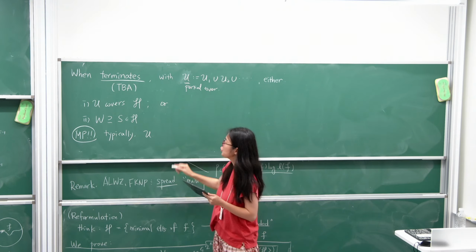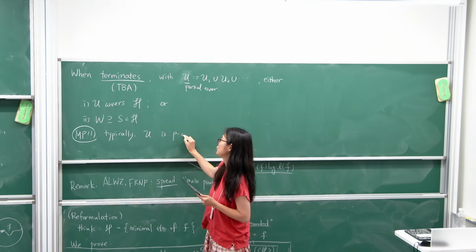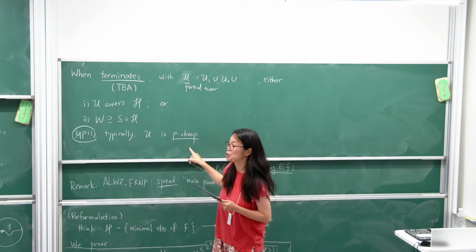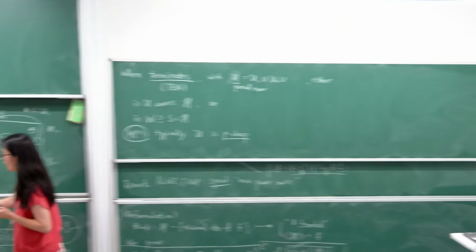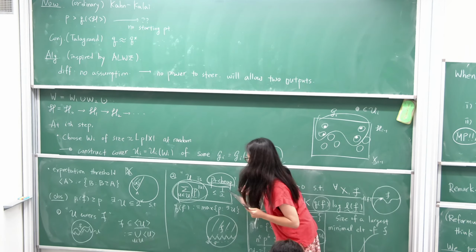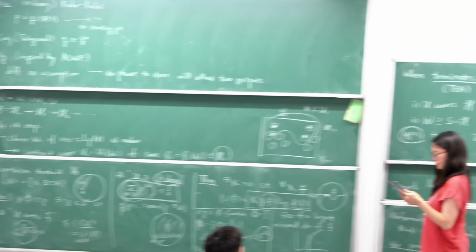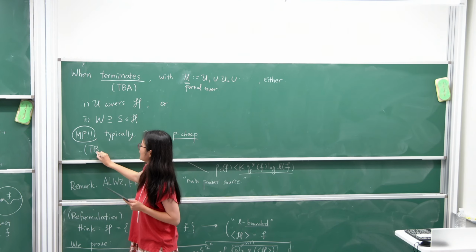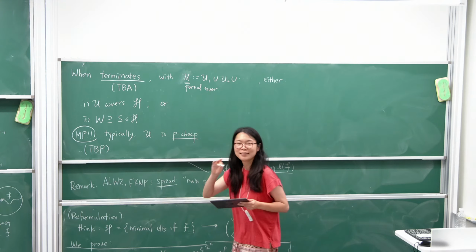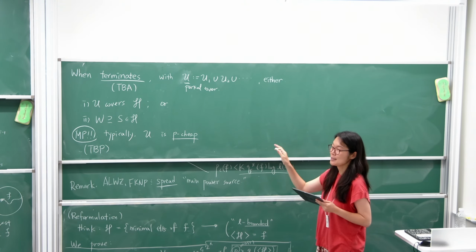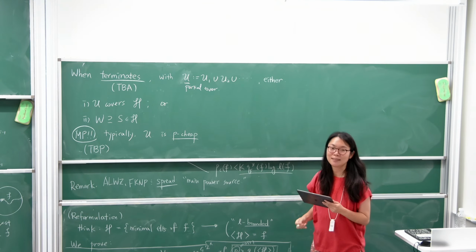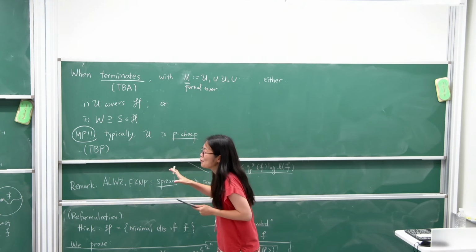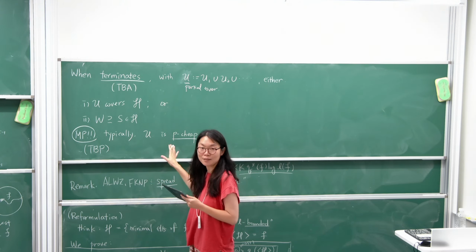Typically, our partial cover U is P-cheap, if you still remember the definition of P-cheap. So P-cheap was here. Oh, it's still here. And this main point is to be proved. So now I owe you three things: TBA, TBA, and TBP. But once you trust that we have those three things, then we are done.